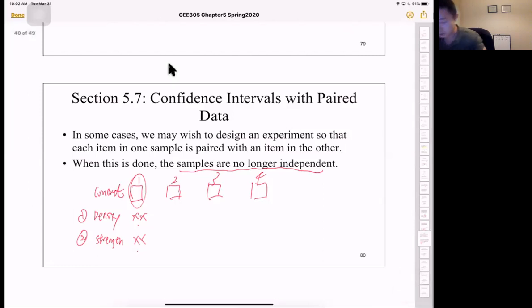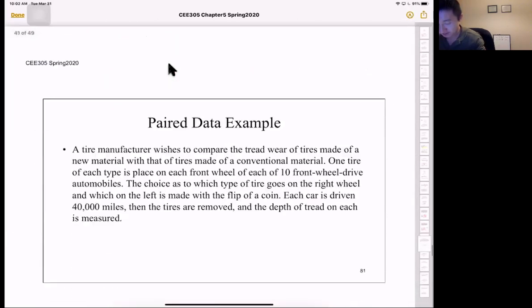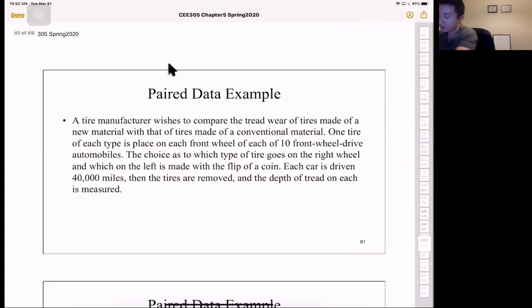So this is what we call pair data. Okay, here is another example. A tire manufacturer wants to compare the tread wear of tires made of new materials. So, different tires with different materials. One tire of each type is placed on each front wheel of each of the 10 front-wheel drive automobiles. The choice as to which type of tire goes on the right wheel and which on the left is made with a flip of a coin.